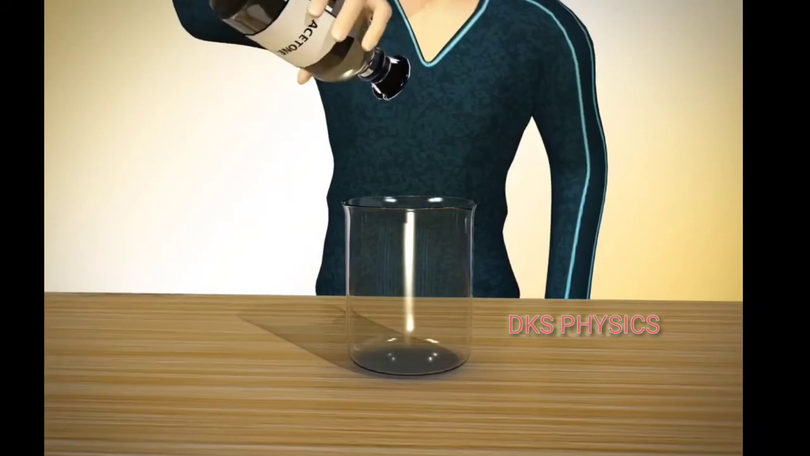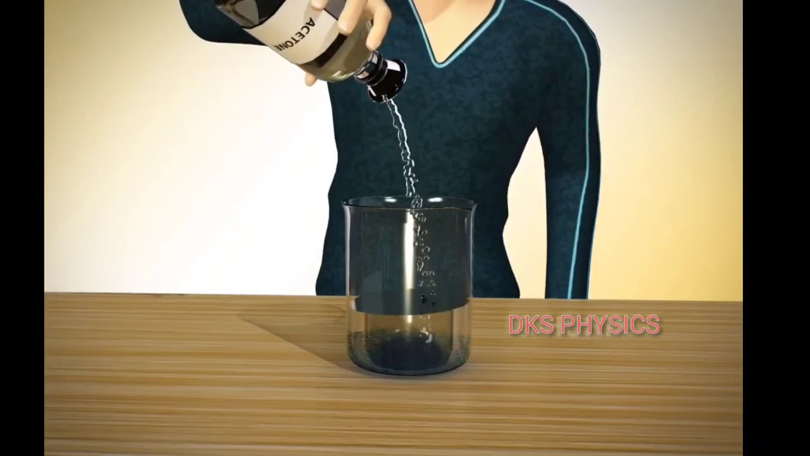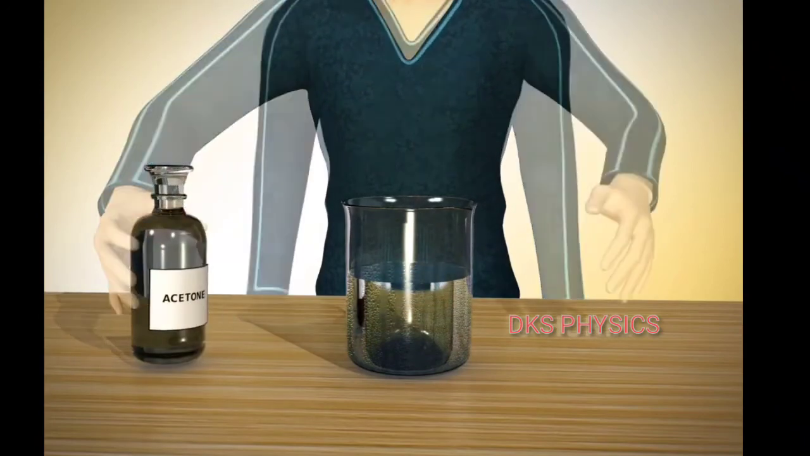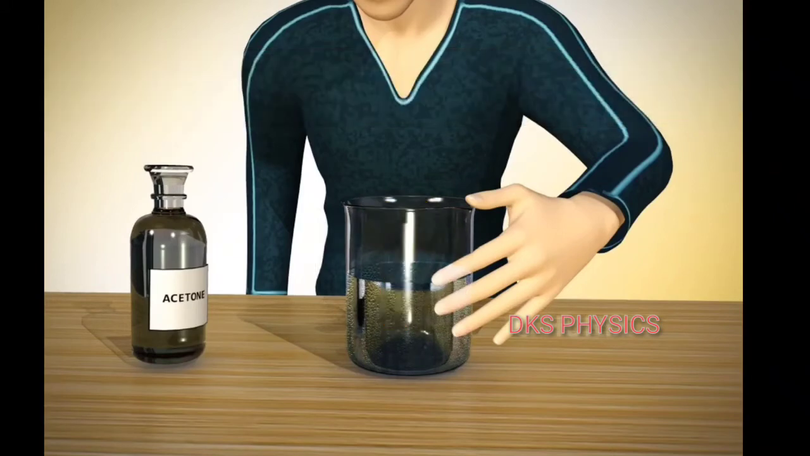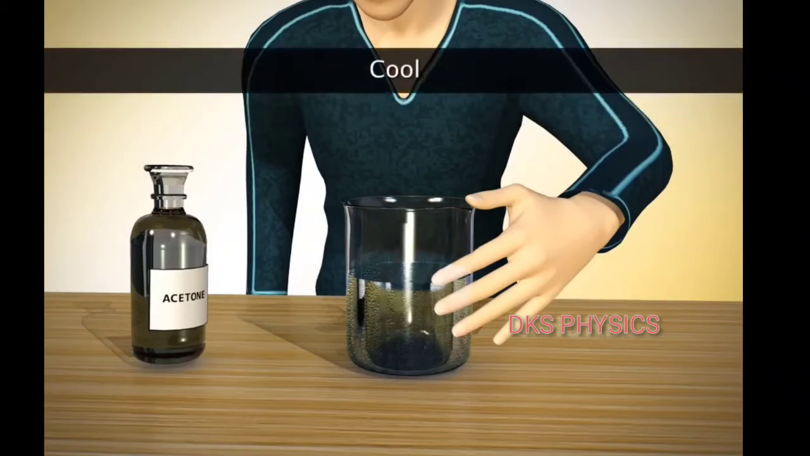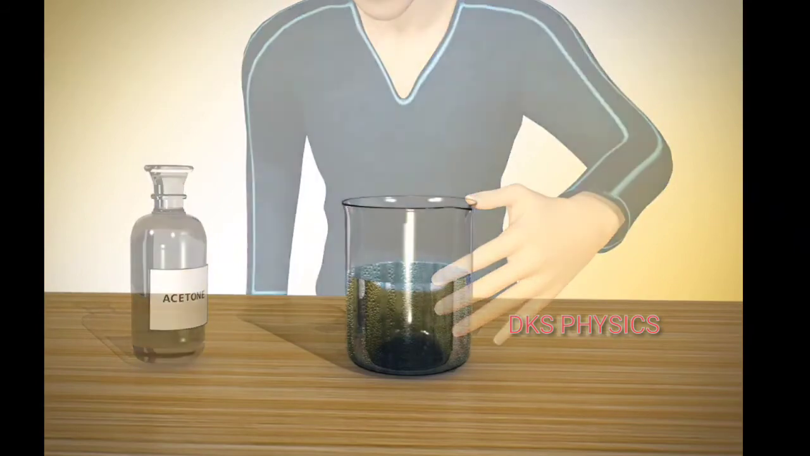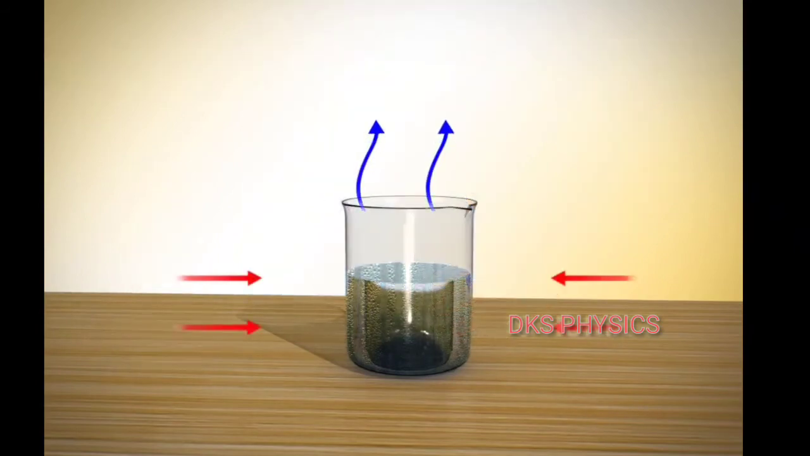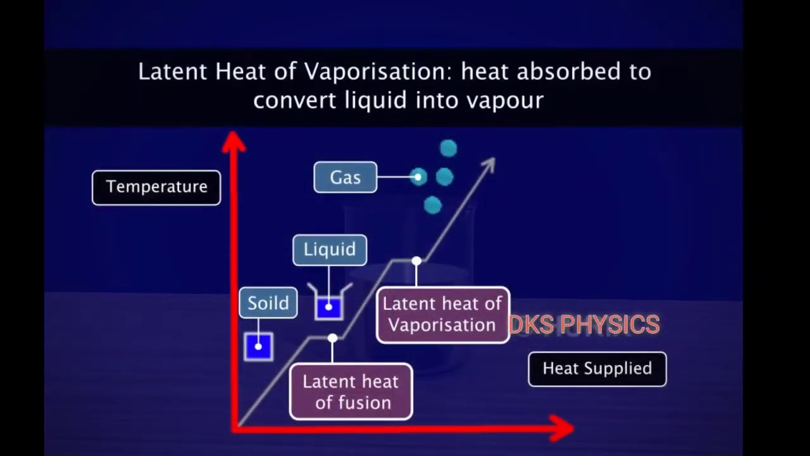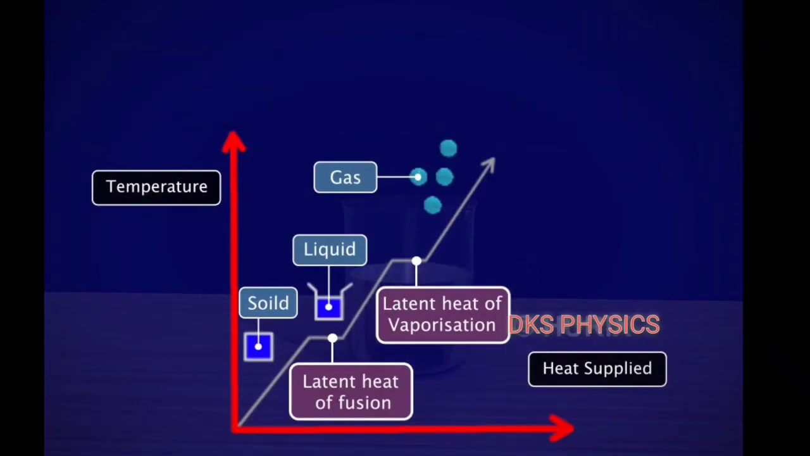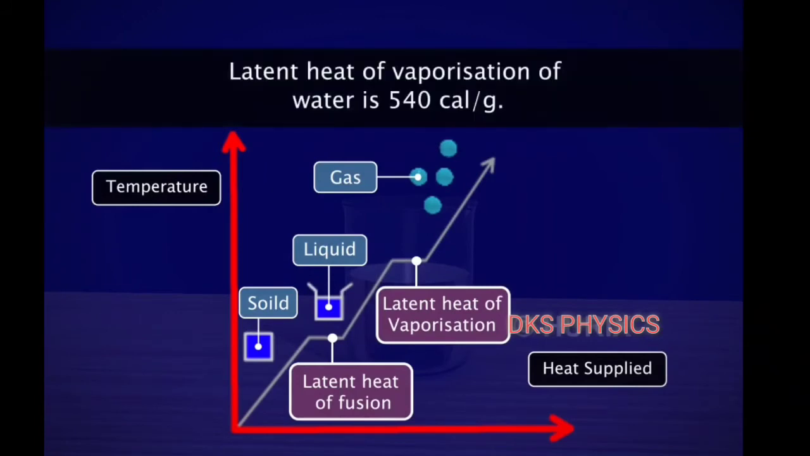Take a 250 ml beaker and fill it with acetone. After a little time, touch the beaker. Absorption of energy makes the surroundings cool. The heat absorbed by the particles of the liquid to convert liquid into vapor is called latent heat of vaporization. The value of latent heat of vaporization for water is 540 calories per gram.